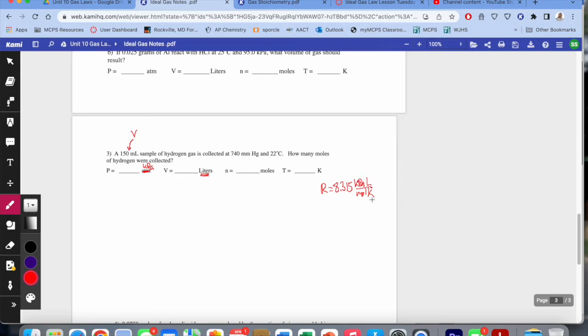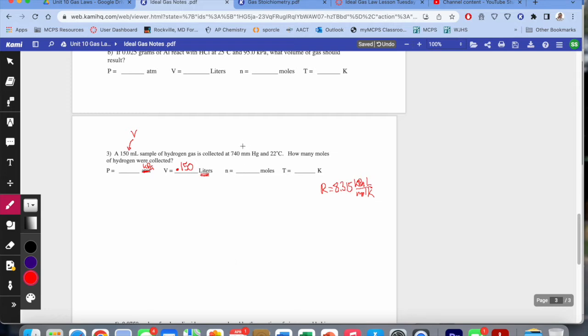So I need liters, Kelvin, and moles for sure. And then if I have kilopascals, I would use 8.315. And if I have atmospheres, I would use 0.0821. Since I'm given millimeters of mercury, I'm going to have to convert either way, so I don't really care. So in this case, this is volume, but I need it in liters. And so you need to remember that 150 milliliters is the same as 0.150 liters. Okay, right? We divide by 1,000.